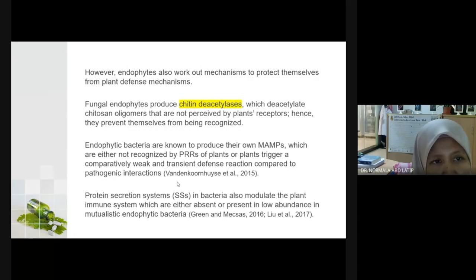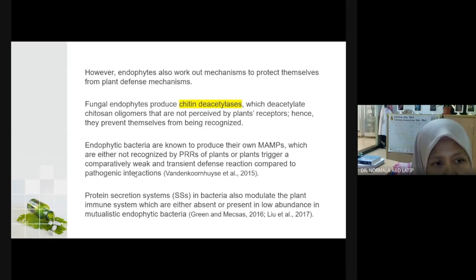However, the endophytes also work out mechanisms to protect themselves from the plant defense mechanism. For example, the fungal endophytes will produce chitin deacetylase. This chitin deacetylase will deacetylate the chitosan oligomers so that they are not perceived by the plant's receptor. Hence, this deacetylase will prevent the fungal endophyte from being recognized by the host plants.